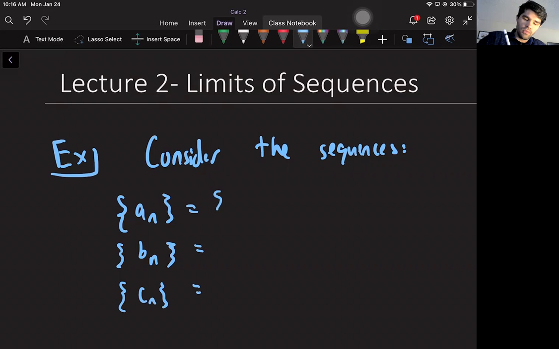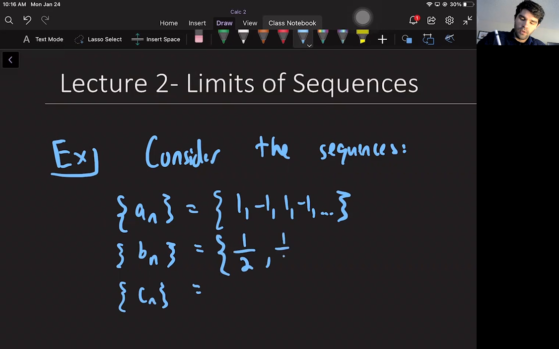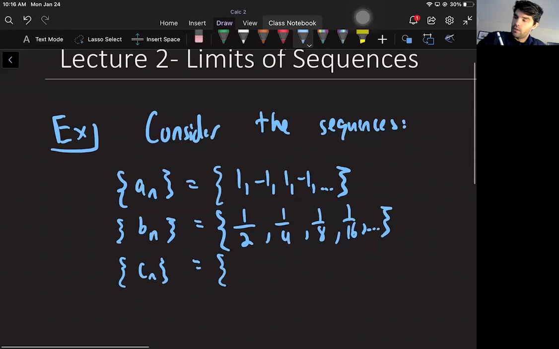So the first one will just be an alternating 1, -1, 1, -1, forever like that. The second one will be denominators with power of 2 on the bottom, 1/2, 1/4, 1/8, 1/16, and so on like that. And the third will just be adding 3 each time. And so you get something like this.